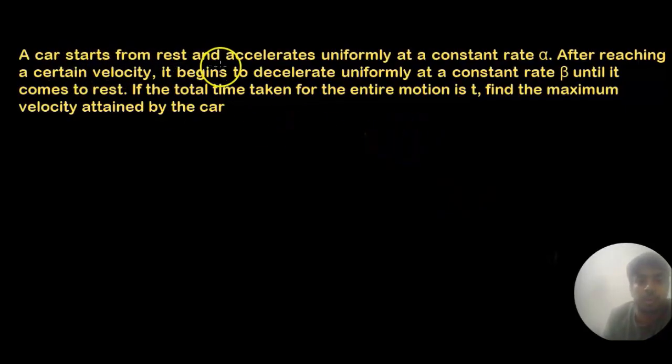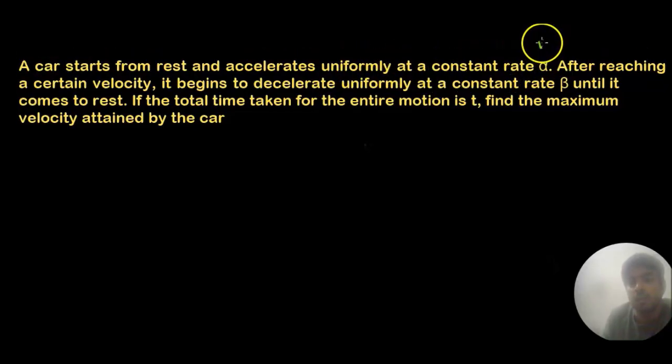The car starts from rest and accelerates uniformly at a constant rate alpha. After some time, reaching a certain velocity, it begins to decelerate uniformly at a constant rate beta, until it comes to rest. If the total time taken by the entire motion is t, find the maximum velocity attained by the car.